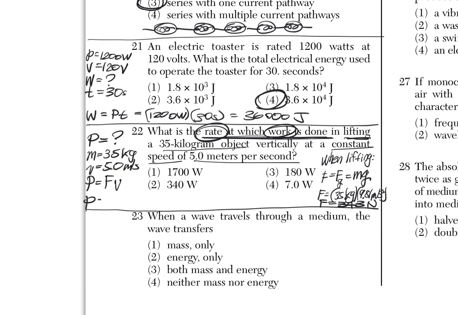So the power is the weight of that object, 343 newtons, times that speed of 5 meters per second, and that gets me 1715 watts, which when we round to 2 sig figs, because the numbers they gave us were 2 sig figs, that is 1700 watts, and that is choice 1.